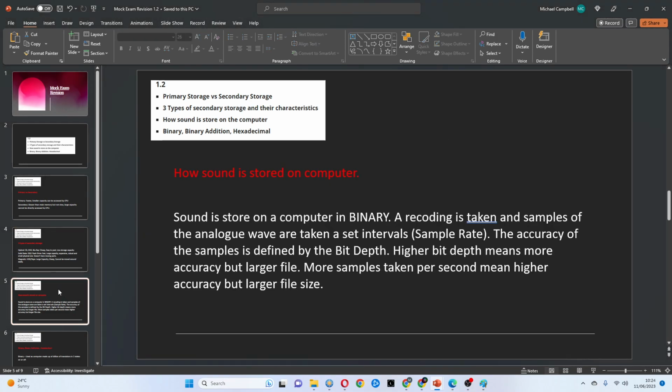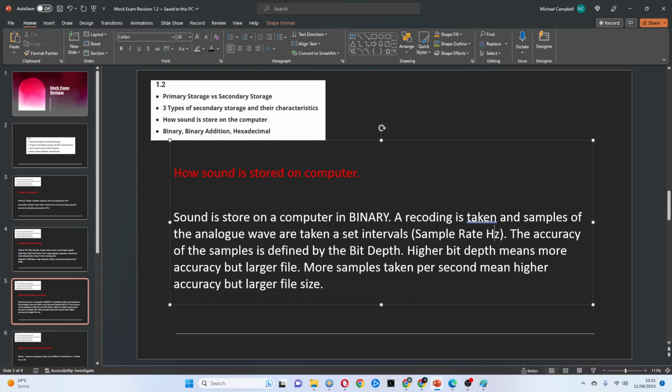So, how is sound stored on a computer? Sound is stored on a computer in binary. A recording is taken from a microphone, and samples of the analog wave are taken at set intervals. This is called sample rate, and it's measured in hertz, which you should know. The accuracy of each sample is defined by the bit depth, and the higher the bit depth, the more accurate, but a larger file. The more samples you take per second, the more accuracy, but larger file size.